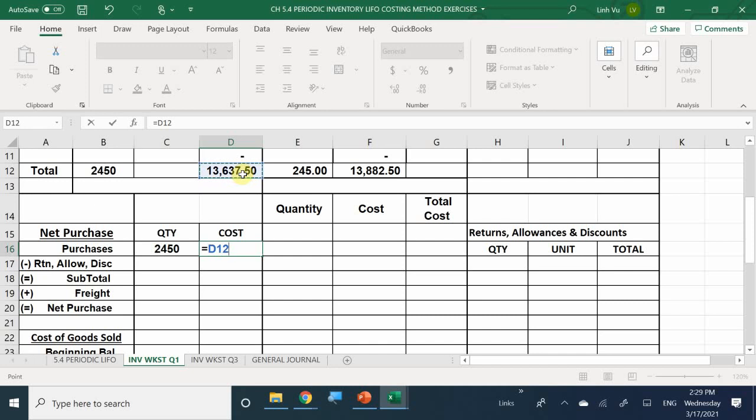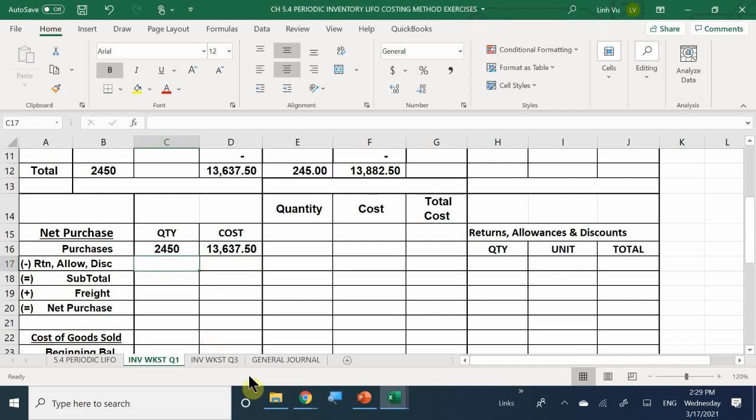13,637. Yes. So remember, we're taking the total purchases first because if we have purchase returns and allowances, right? Can we subtract out freight? No, you cannot. You can only return or get an allowance based off of the original purchase price that you purchased the items for. So in this case, we do not have any purchase returns and allowances. We won't learn that until next week. So again, we have 0.